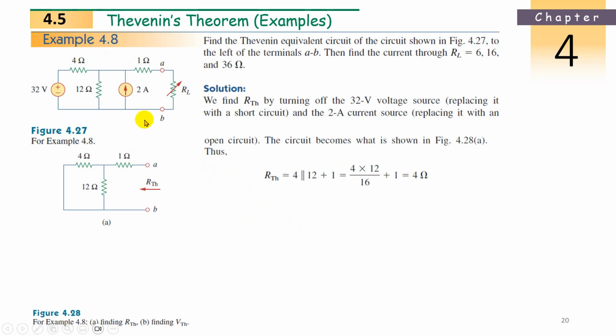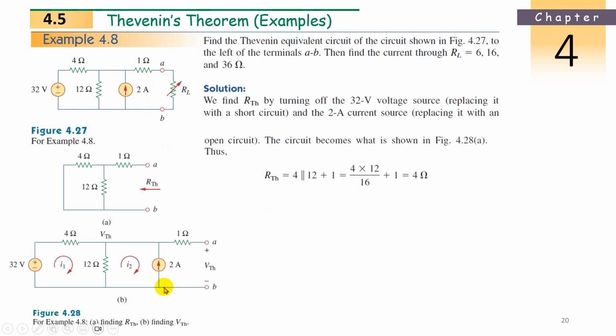Because it's a dependent, right? Sorry, these are independent sources. So no need to consider or add a voltage or current source at terminals A and B. We can directly find it with loop analysis. See, the original circuit is this one. Keep it here. Just remove the A and B terminal load resistance and start analyzing, finding the voltage. The voltage at terminals A and B is nothing but the Thevenin voltage.